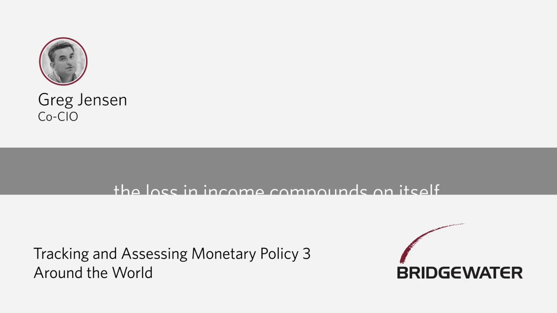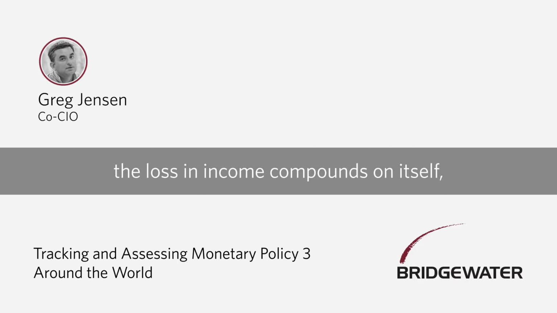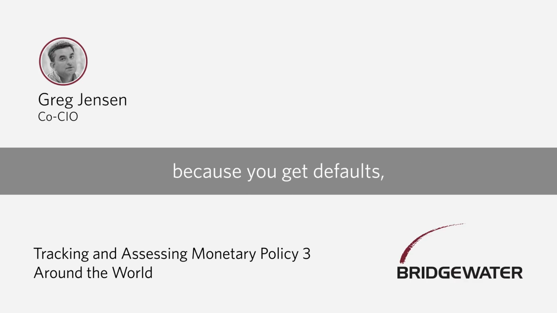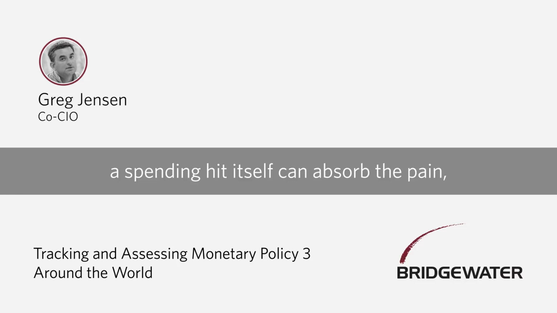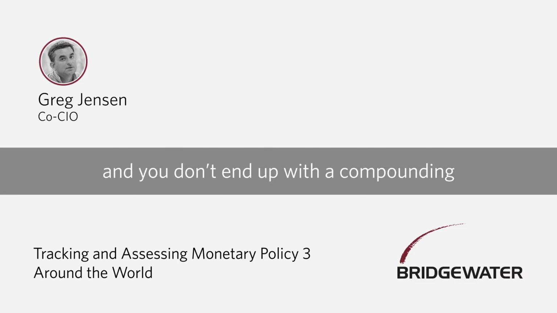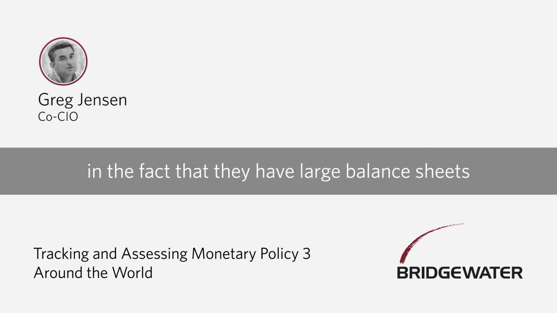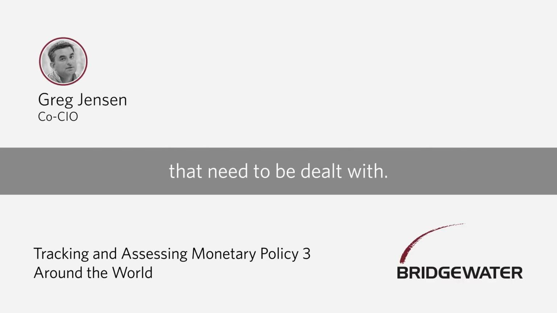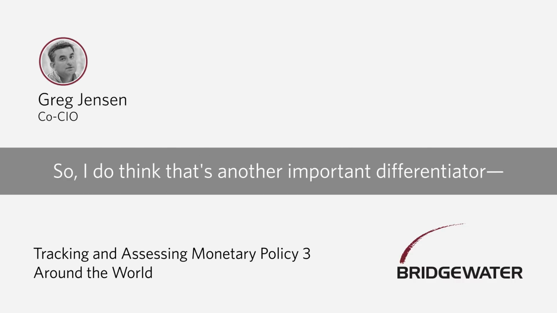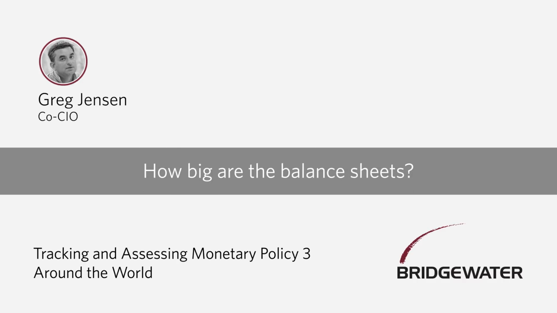When you have big balance sheets, the loss in income compounds on itself, because you get defaults, the defaults affect other people, et cetera. If you have smaller balance sheets, as you do in Russia in particular, and to some extent Mexico, that spending hit itself can absorb the pain, and you don't end up with the compounding that most major developed economies have, in the fact that they have large balance sheets that need to be dealt with. So I do think another important differentiator is how much debt is there, how big are the balance sheets, who holds those balance sheets, and how much can they adjust?